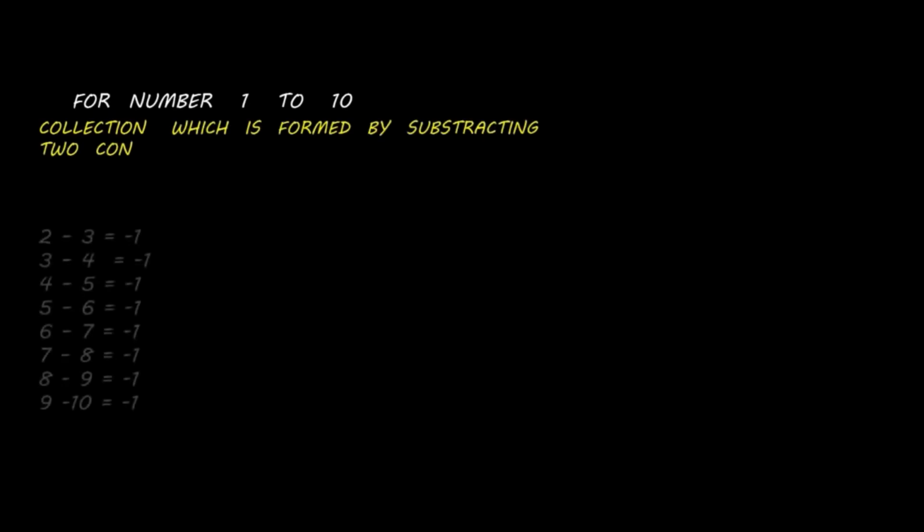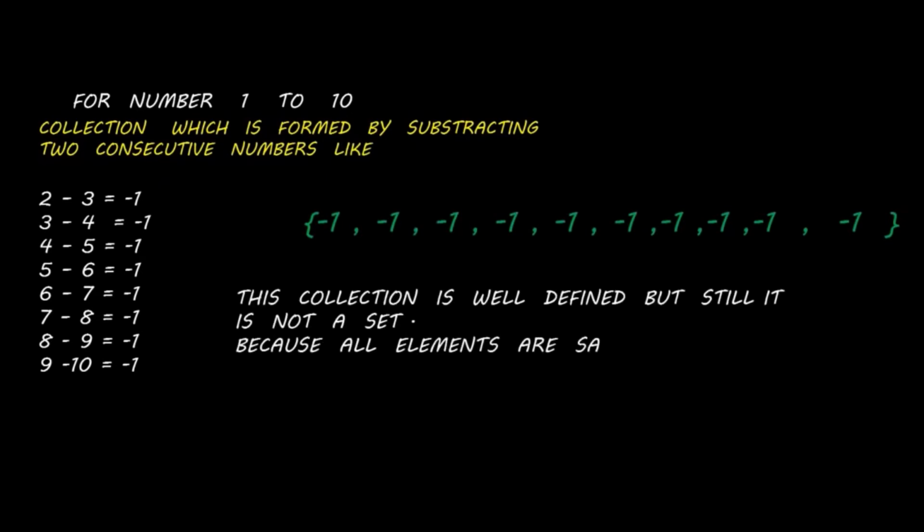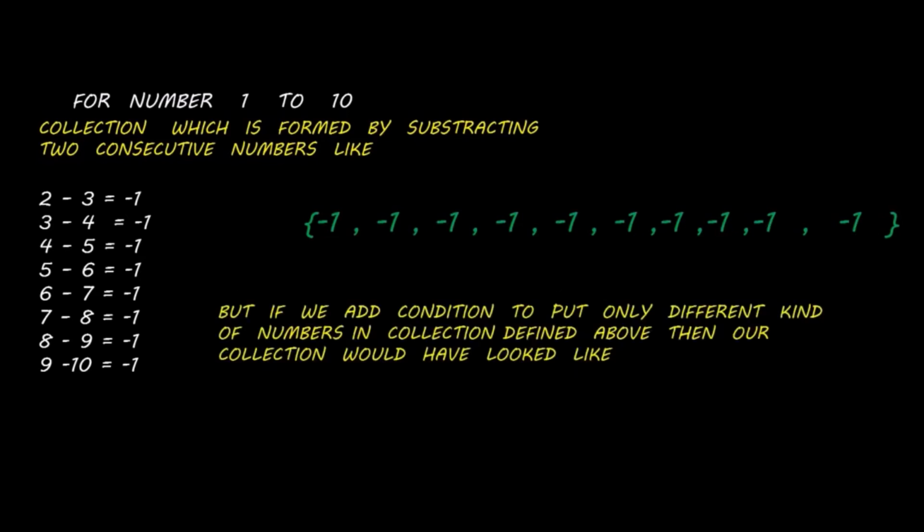Again for the same numbers 1 to 10, if we try to form a collection by subtracting two consecutive numbers, the value of which comes out to be this, then this collection is well defined but not a set, because elements are not distinct in this collection. But if we add the condition to put only different kinds of numbers in the collection defined above, then our collection would look like this, and thus will be called a set.